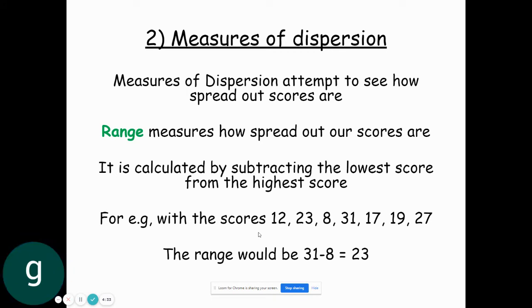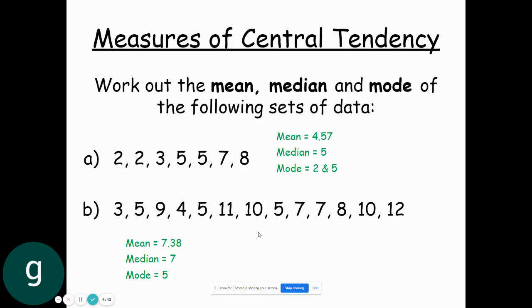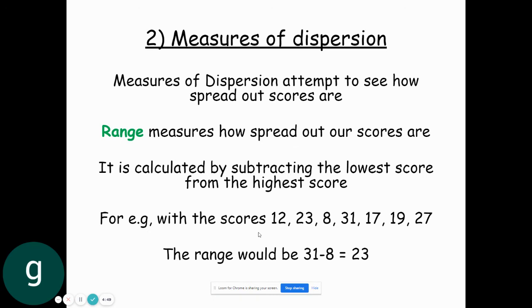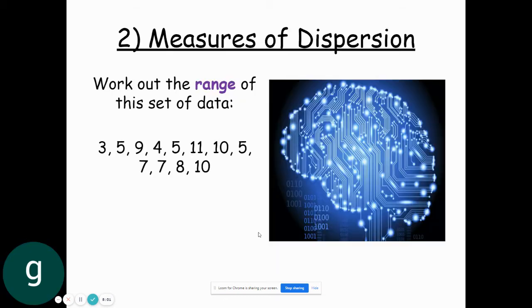Measures of dispersal. So measures of dispersal attempt to see how spread out data scores are. You can use the range, which measures the spread of the data. So if you have, for example, the previous numbers, 2, 2, 3, 5, 5, 7, and 8, your range is between 2 and 8, which is 6. It's calculated by subtracting the lowest from the highest score. For example, the scores 12, 23, 8, 31, 17, 19, and 27. Your range is between 31 and 8, which is 23.